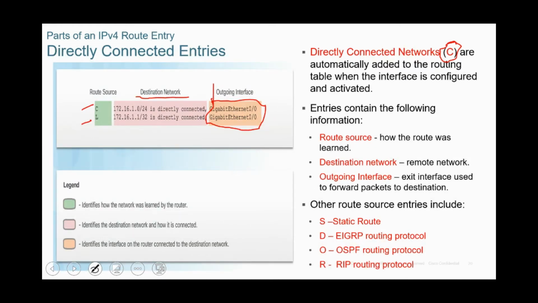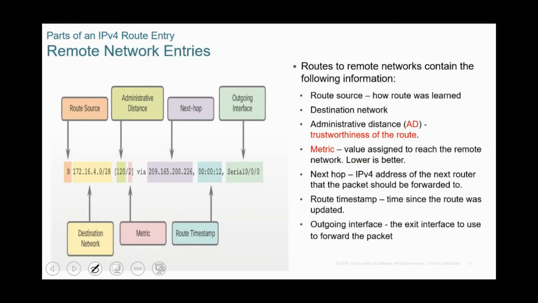Other route source entries: S stands for static route. If it is denoted as D, it stands for the EIGRP routing protocol, which is a dynamic routing protocol. If it is denoted as O, you are using the OSPF routing protocol. And if denoted as R, you are using the Routing Information Protocol. These are all for you to understand how to read these tables.